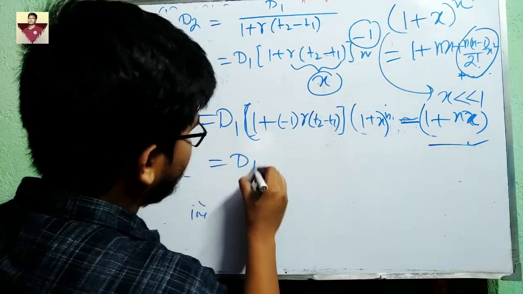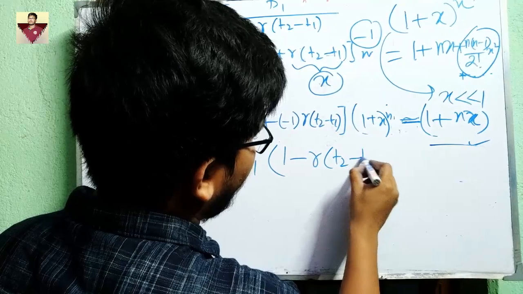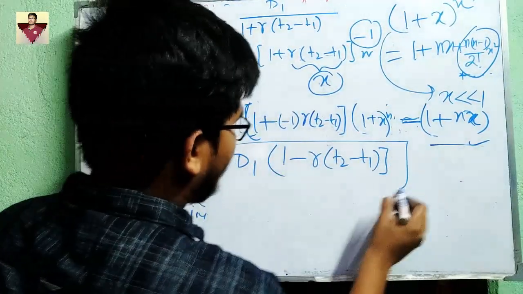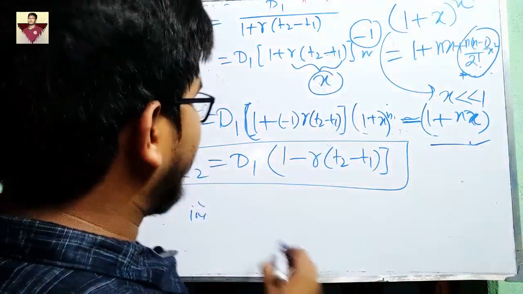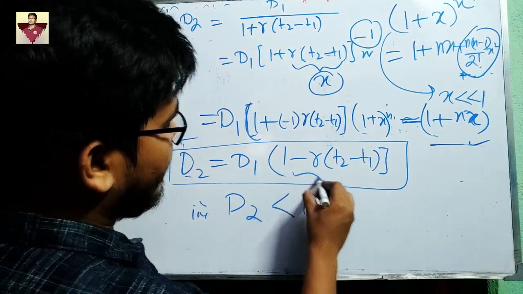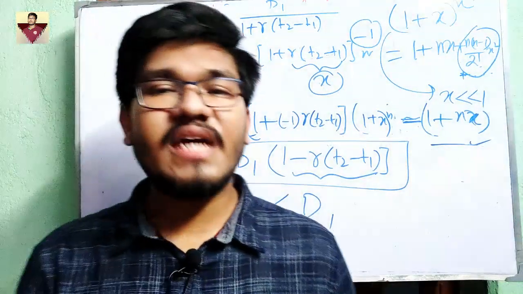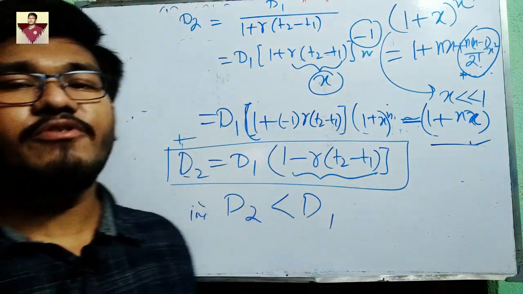So just write this d1 (1 − γ(t2 − t1)). From this equation you can easily see that your final density d2 is less than d1, because of this negative part I am subtracting from 1. So if you increase the temperature of a substance, the density of the substance will decrease.